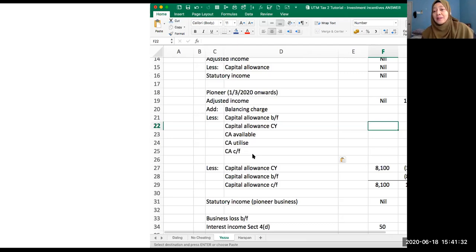Definitely in your final exam there will be pioneer status and ITA, and I think that the marks is 30 marks. So if you do well here, all right, you already have that 30 marks in your final exam.